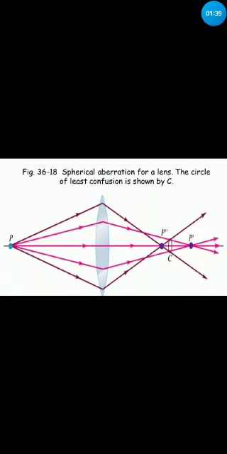If you observe the diagram, P is an object which sends light rays falling on the lens, and after passing through the lens, the light rays form images at P double dash and P dash. P double dash is the image due to marginal rays and P dash is the image due to paraxial rays. Therefore, different images are formed at different places.